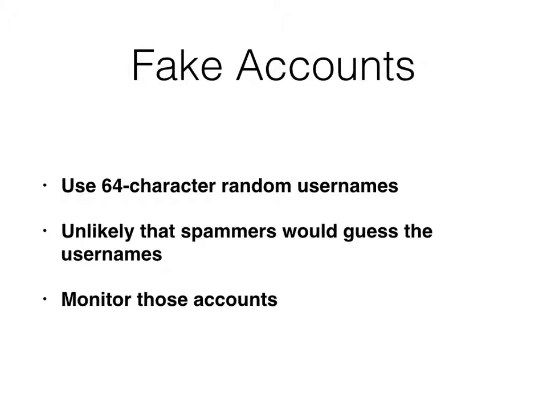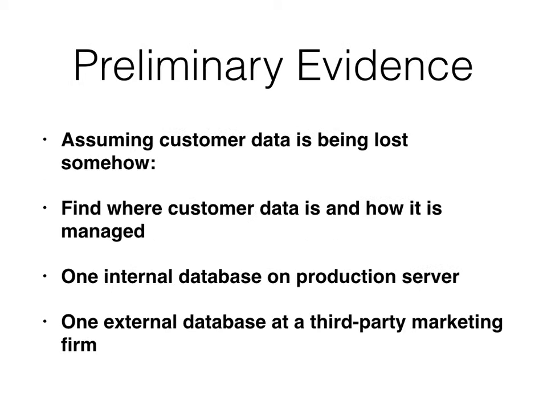So instead of just using ordinary names like Tom and Fred, use 64-letter random names, so there's no way they would guess that by accident. Then the only way someone could possibly find that address is if they stole it from your servers. In practice, that means monitor those accounts. If they start getting email, then it must have come from the email addresses on your servers.